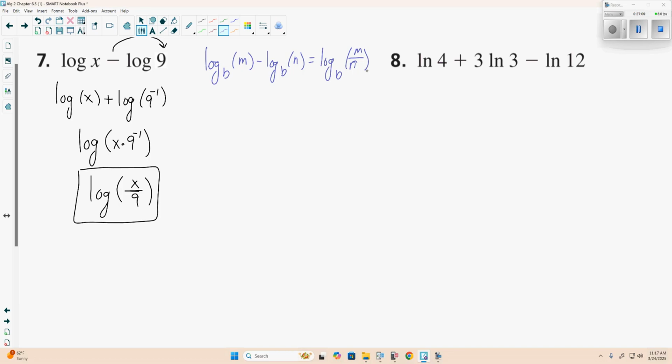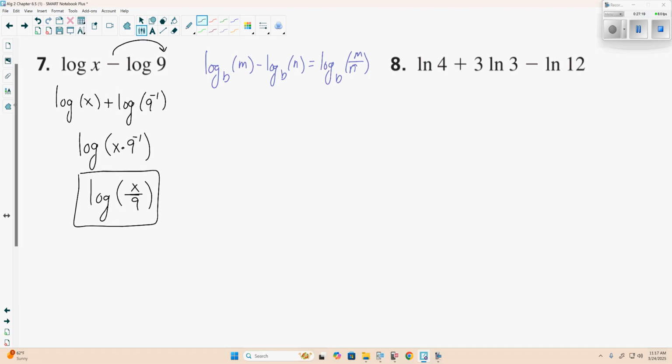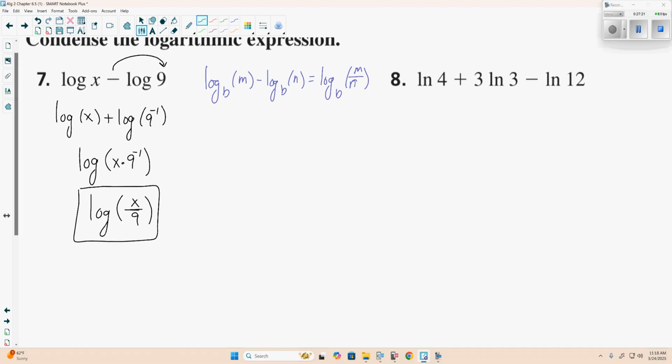And especially if we have more than two terms, sometimes doing this powers with the negatives does make it a little bit easier, a little bit nicer. Questions on any of these condensing ones so far? You ready for number 8?